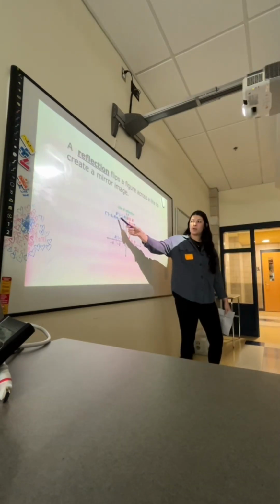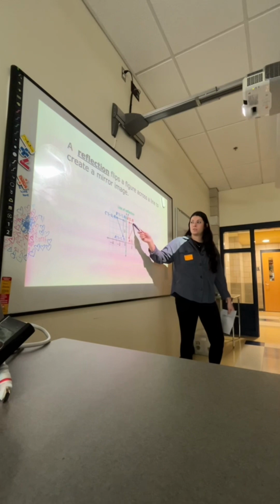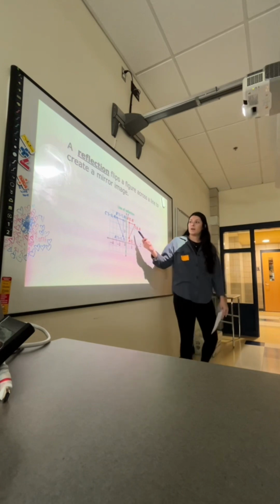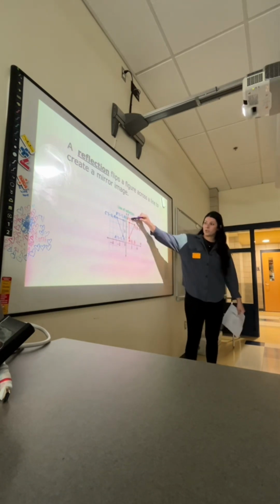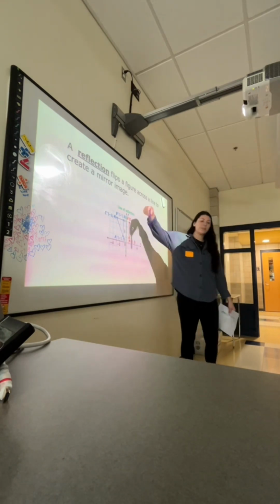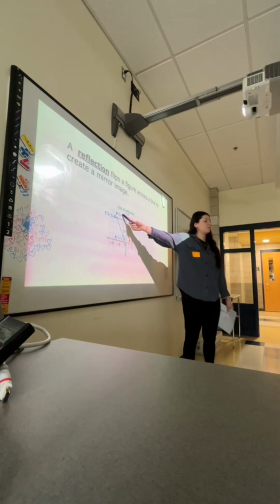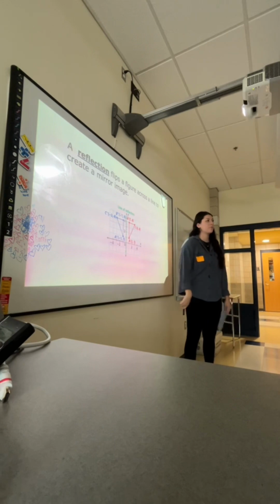These are 1, 2, 3 away, 1, 2, 3. They're all an equal distance from the mirror line. And you have your image and your pre-image. And if you look at the coordinates, when you reflect it over the y-axis, the x values turn the opposite of what they were before.